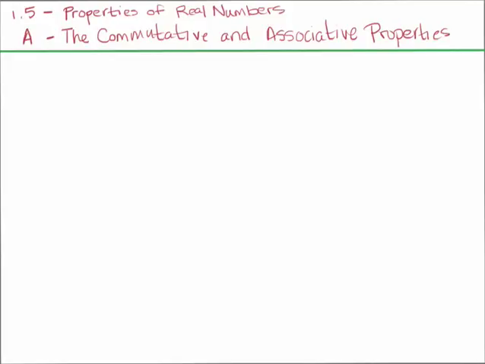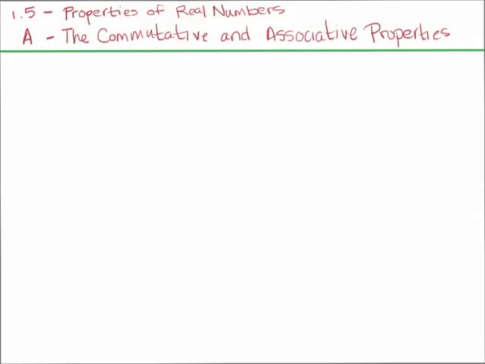Section 1.5 is called Properties of Real Numbers. There are three basic properties we're going to be working with: the commutative property, the associative property, and the distributive property. In your textbook, Section A on page 115 is the commutative and associative properties.